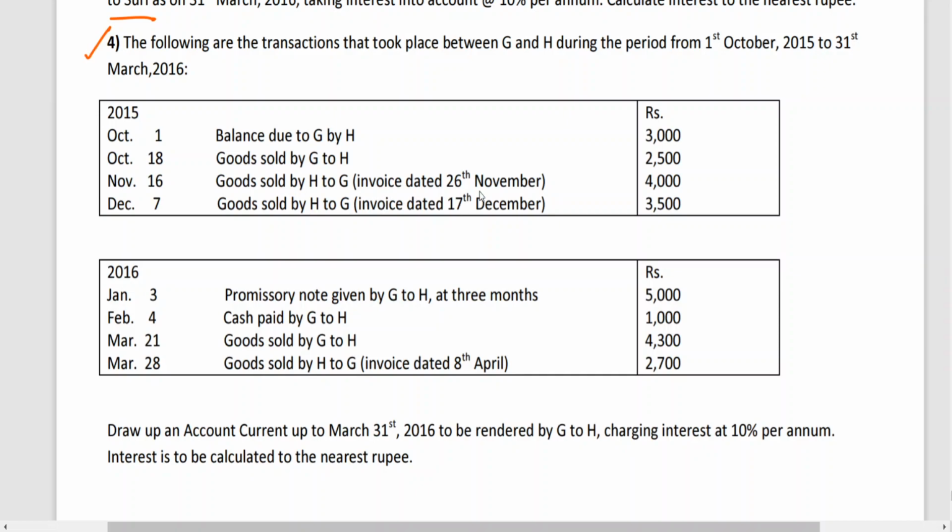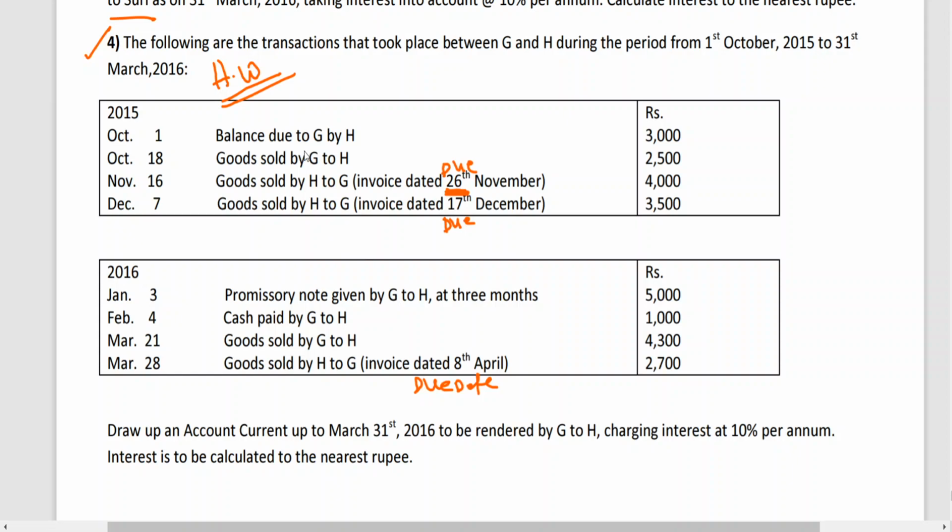The only thing is that invoice dated 26th November means the due date is this. This is called the due date. Okay, this is homework for you. You have to do it. You can do it also.